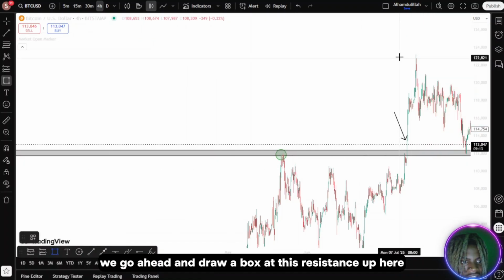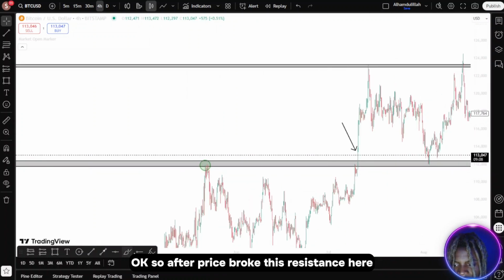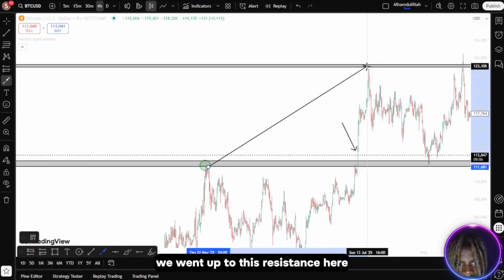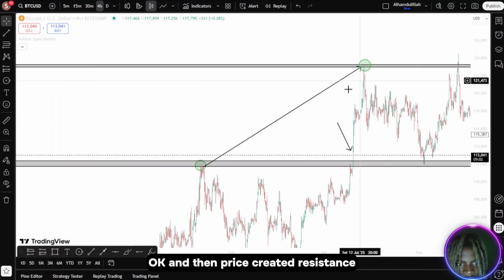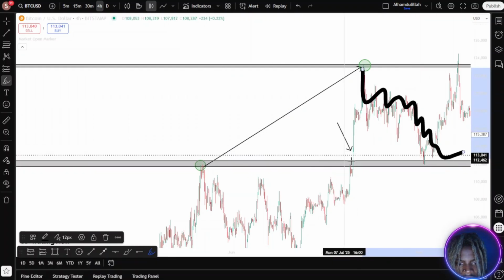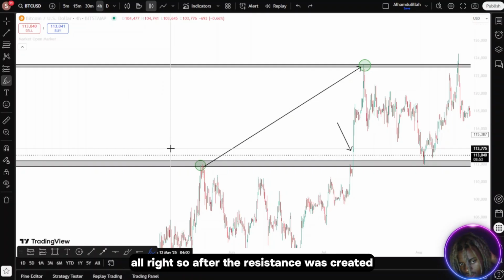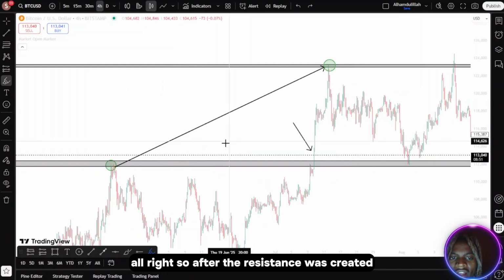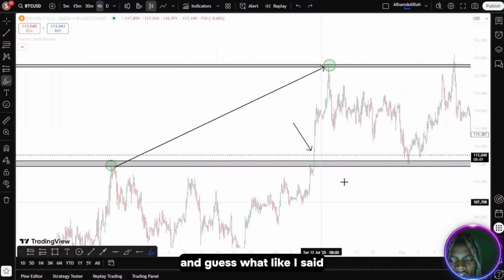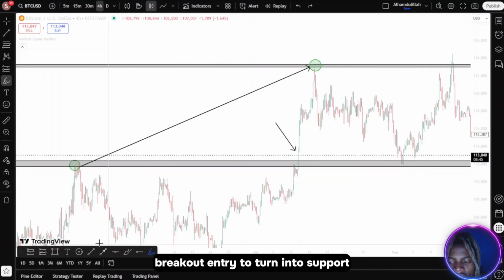Go ahead and draw a box at this resistance up here. After price broke this resistance, we went up to this resistance here, and then price created resistance and decided to trickle downward. After the resistance was created, price decided to pull down. And guess what? Like I said, I'm going to be waiting for the original resistance breakout entry to turn into support.